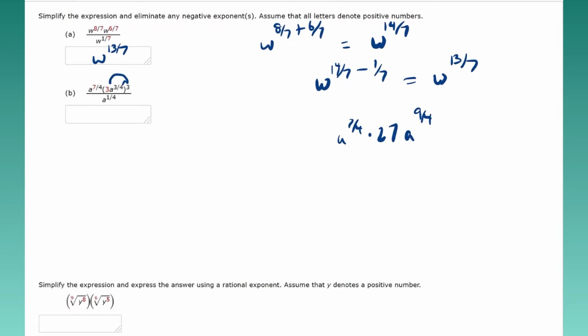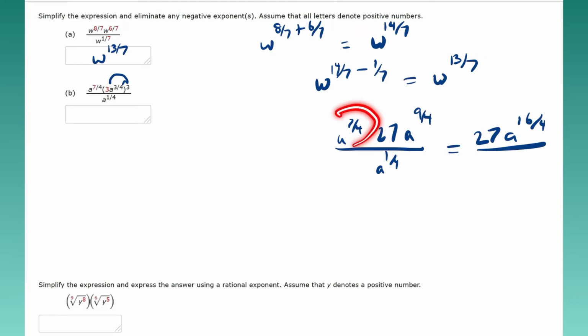So first let's combine these two together. If you add 7/4 plus 9/4, that's 16/4. It's because we're adding the exponents, because we're multiplying. When you're multiplying powers that have the same base, that means you add the exponents. So that's going to be a to the 16/4 divided by a to the 1/4. And now we're dividing powers, so you subtract. 16 take away 1 is 15/4. So the final answer is going to be 27a to the 15/4.